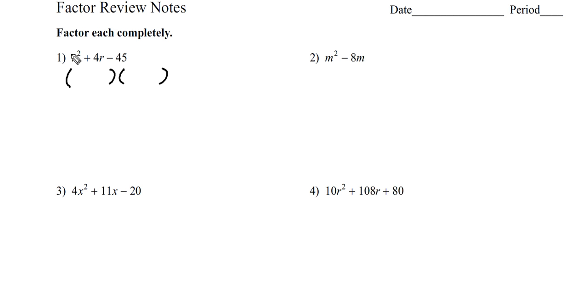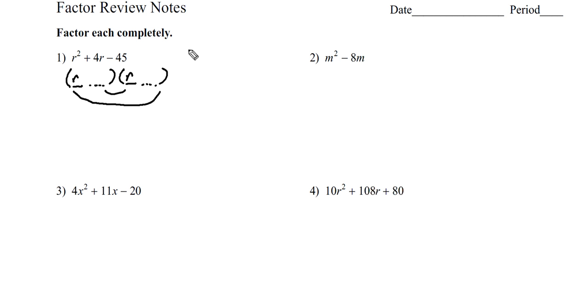In terms of the FOILing process here, in order to get that r squared, that's this first term times that first term in each set of binomials here. So to get r squared, we would have r times r. If we take a look at this last part of each term, when we multiply those two, we need to get negative 45. But also to get that middle term, that's the result of adding the outer and inner parts of FOIL. So we need two values that will multiply to get us negative 45.